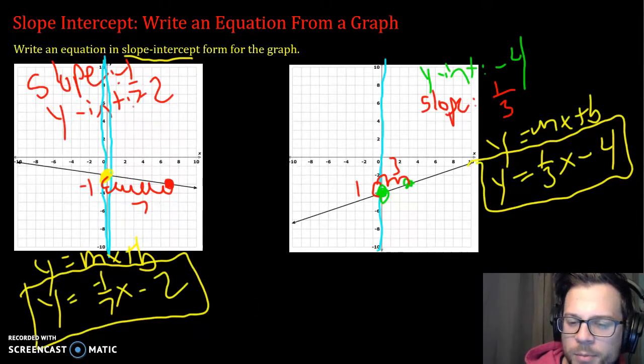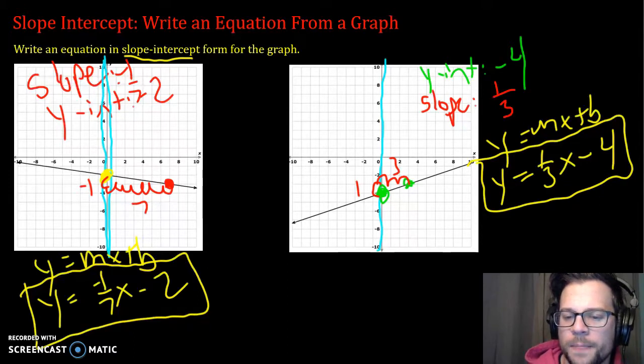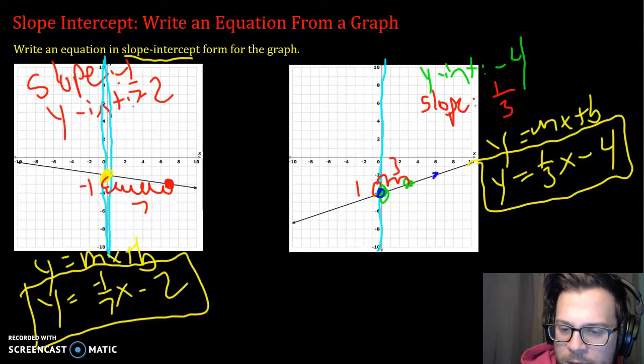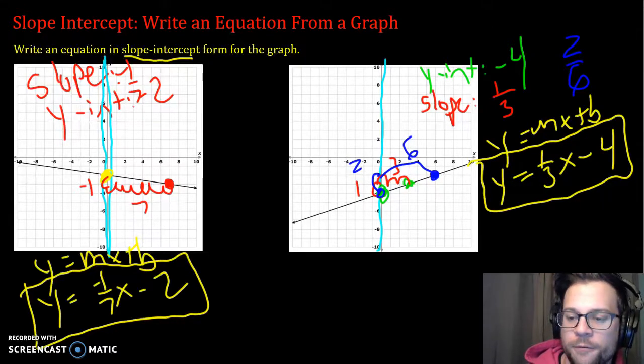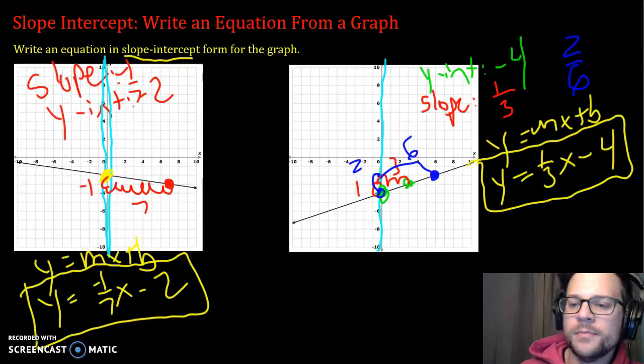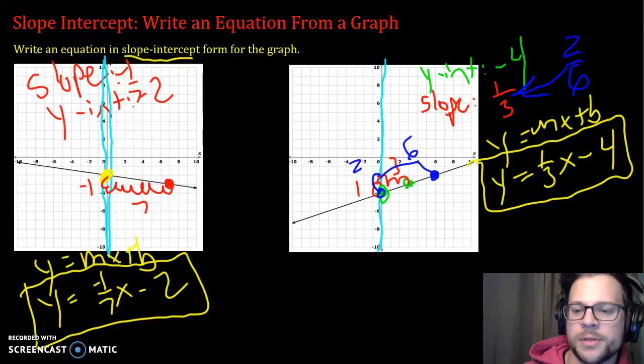One thing you may need to be aware of is if you are counting your slope to make sure that it's completely reduced, but if you are going from one point to the exact next point, it should already be reduced. But let's say, for example, we were going from this point all the way up here. That would have been up 2 and over 6. So the slope would have been 2 over 6. That fraction must be reduced. And the way you reduce it is to divide by 2 to get 1 over 3.